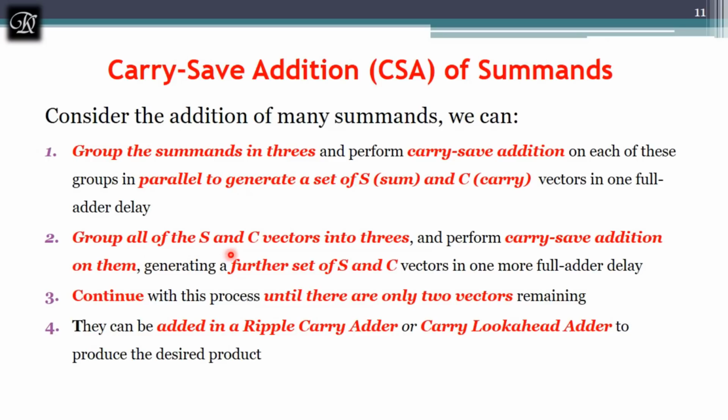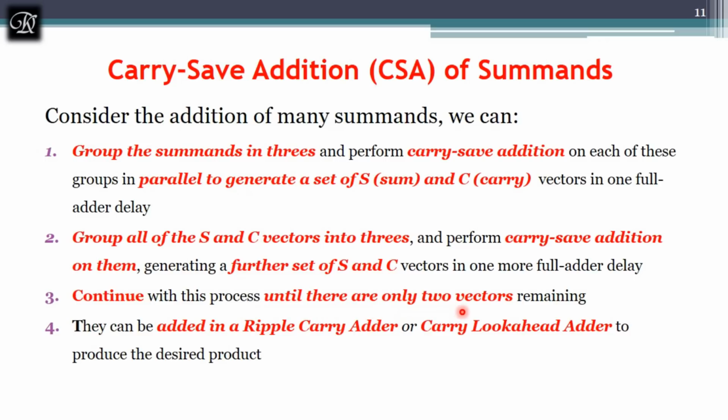Group all of the sum and carry vectors whatever we have taken into 3 again. First you have to group the partial products, then you have to group the sum and carry and perform the carry save addition on them. It's a repeated task. First you target the partial products, then you target the sum and carry, and generate a further set of sum and carry again until you get only sum and carry, only 2. Until you can group 3 groups, you have to do this task repeatedly and continue with this process.